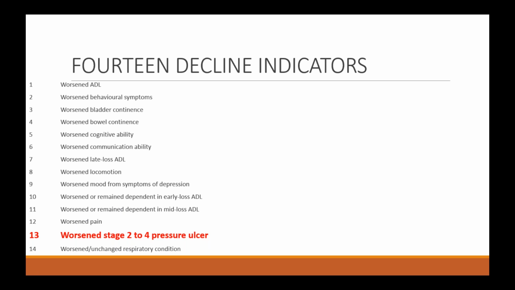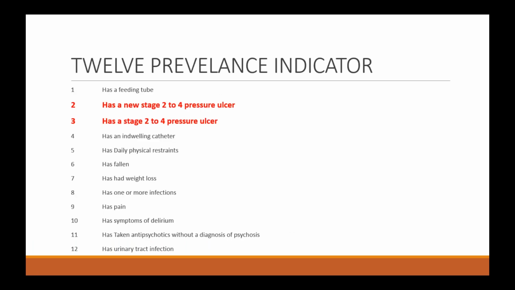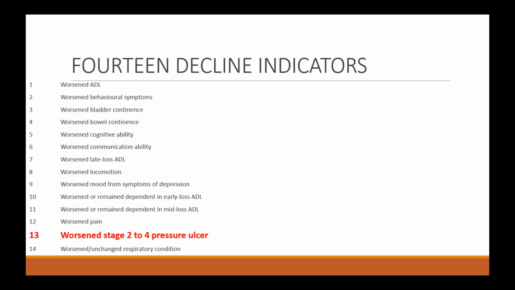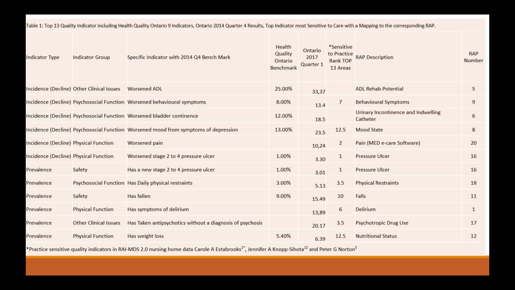So once again, we have 12 prevalence indicators where we just use the 1 assessment. We have 9 measures of improvement in health status, and we have 14 measures of decline in health status. And we're looking at those 3 that all deal with item M2A from the MDS.